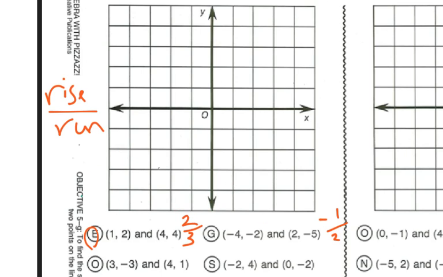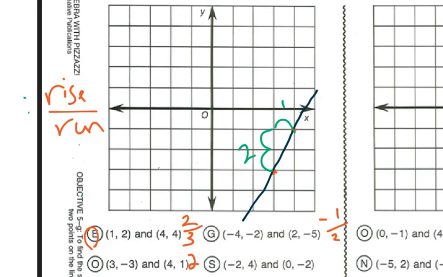Okay, let's go to O. We got 3, -3. So go over 3 and down 3 right here. And we have 4, 1. Let's do that again. Okay. So these are much closer together. This is a positive slope because I have to go up 2 and run 1. So this is 2 over 1, which is just 2. Because anything over 1 is itself.